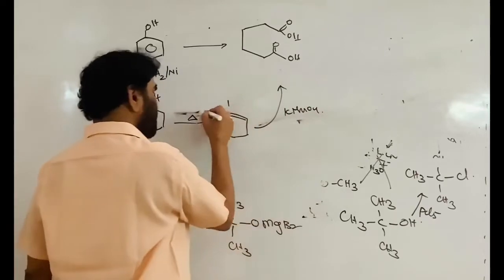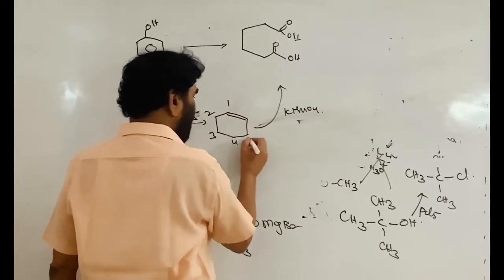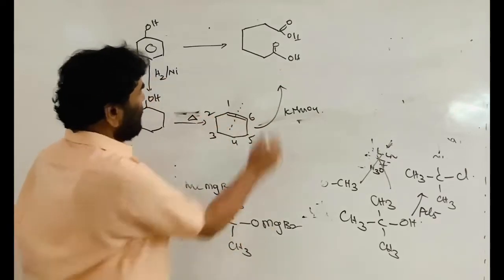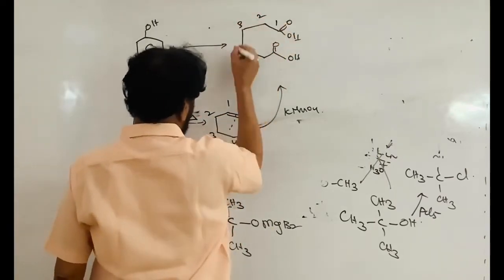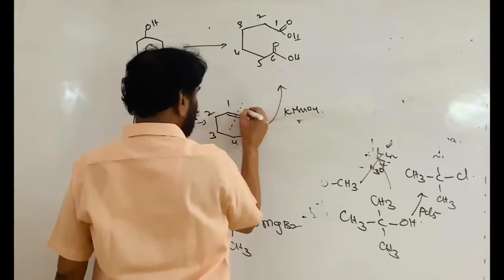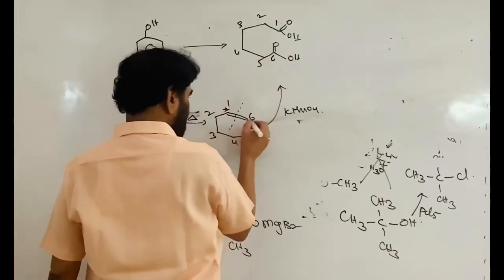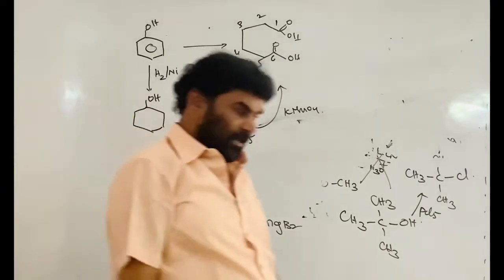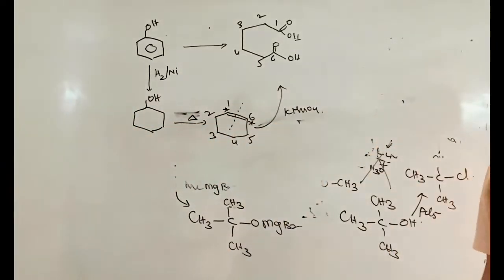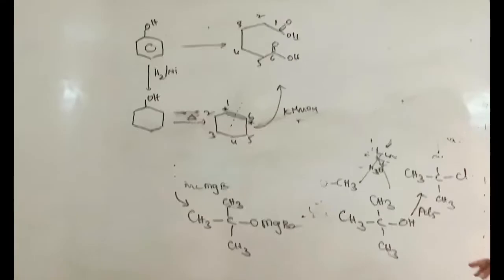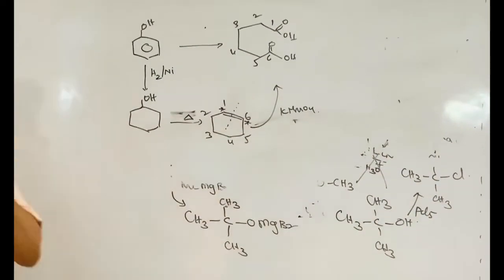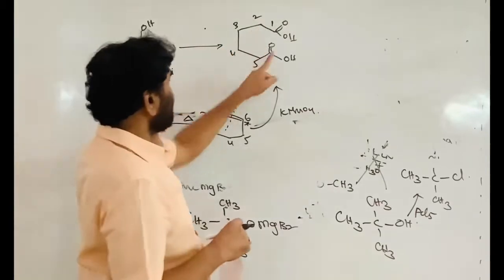KMnO4. This is 1, 2, 3, 4, 5, 6. For my convenience, numbering is given. This is 1, 2, 3, 4, 5, 6. Star carbon, this is star carbon. That is, carbon-carbon double bond cleavage takes place with hot and concentrated KMnO4. During this process, ketones and carboxylic acids are formed. So adipic acid is formed.